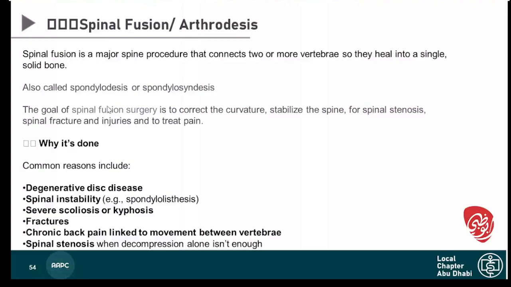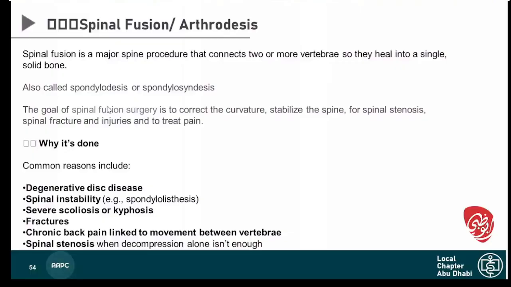rods. So while coding spinal fusion, we have to be careful about how many screws were used, or how many plates used, or how many rods used. We have to be careful. Then the type of graft used, that is bone graft, a type of bone graft, that is allograft or autograft.